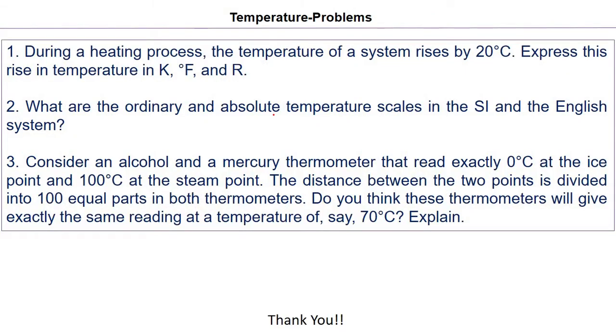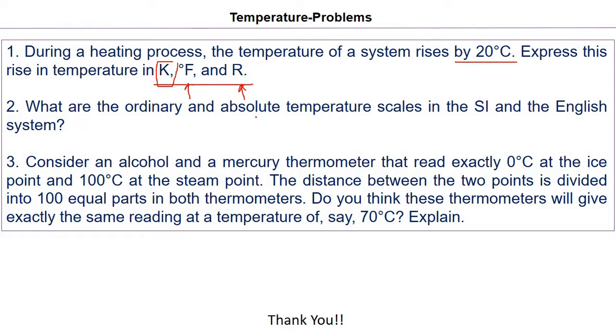Okay, so now we'll solve some problems. Basically I want you to solve some problems, and you can discuss these problems in the comments below if you have any doubts. First, during a heating process the temperature of a system rises by 20 degrees centigrade. So what will be the rise in Kelvin, degree Fahrenheit and Rankine? Here I can give a hint: the rise in Kelvin will be 20 only, but the rise in Fahrenheit or Rankine may not be the same as 20 degrees. So you just have to find out what the reason for this can be.